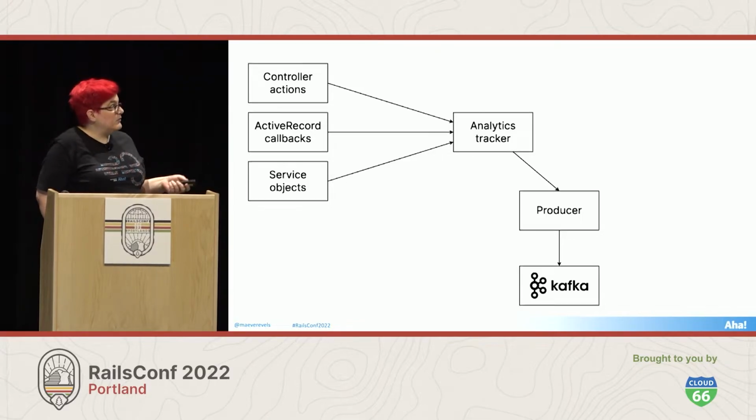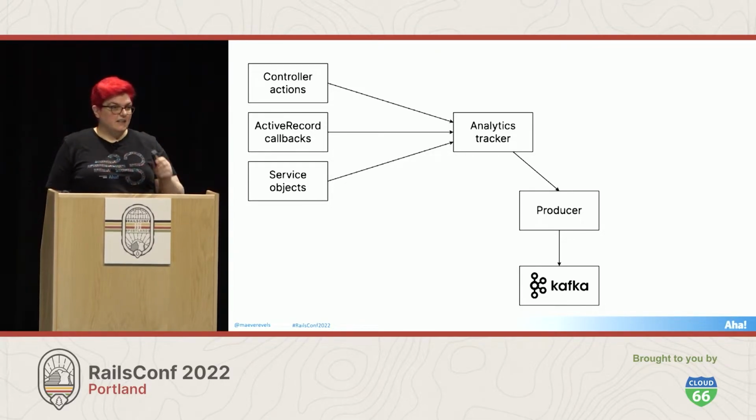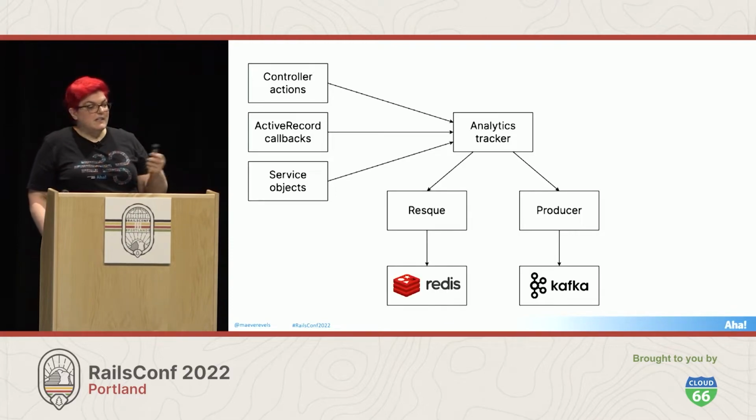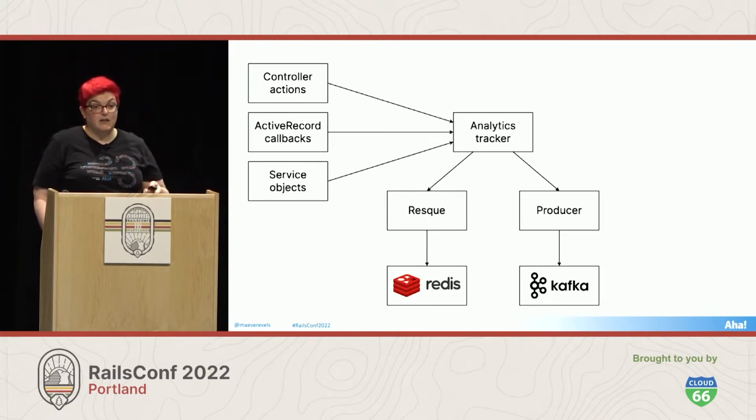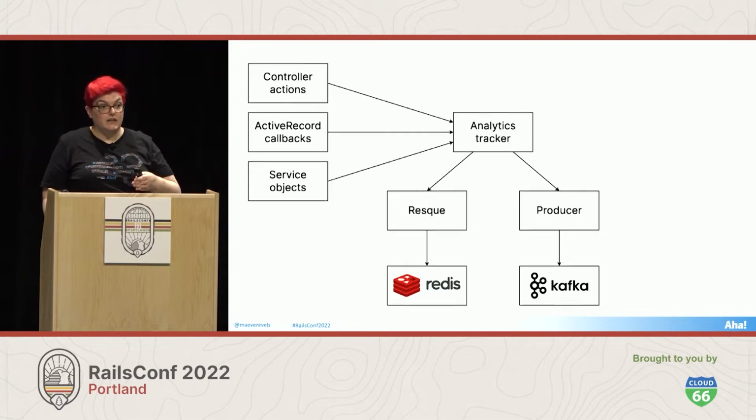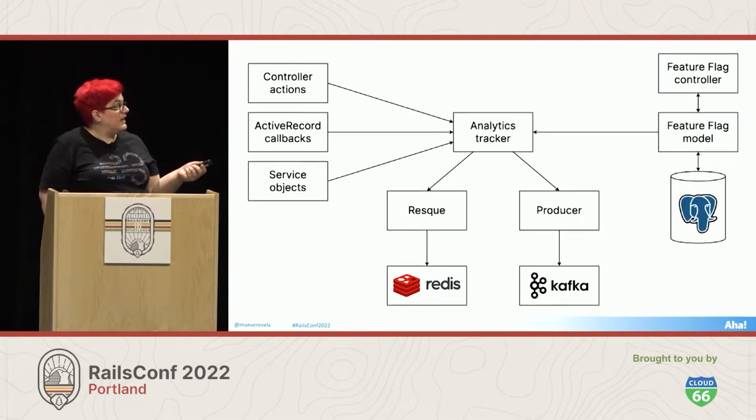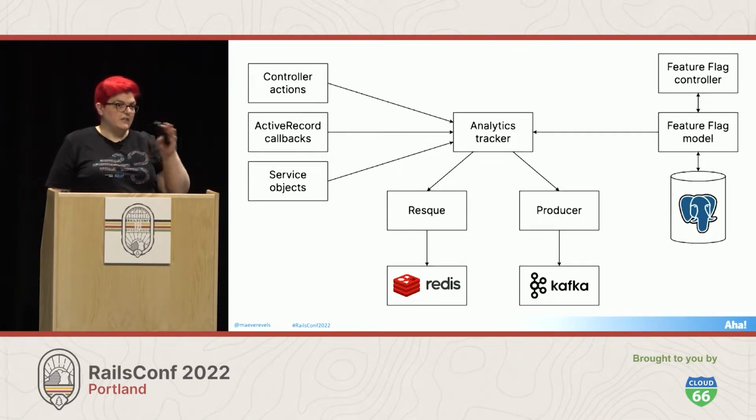Now this could be an incredibly risky change. This analytics tracker is used in hundreds of places all over the app, and now we were risking potentially destabilizing all of them. So we decided to run both systems in parallel for a while and then cut over to Kafka gradually. And that way we could roll back easily in case we encountered any unforeseen issues. And to control this cutover, we used a feature flag. Feature flags are stored in the database, and they've got their own little administrative UI for managing them.